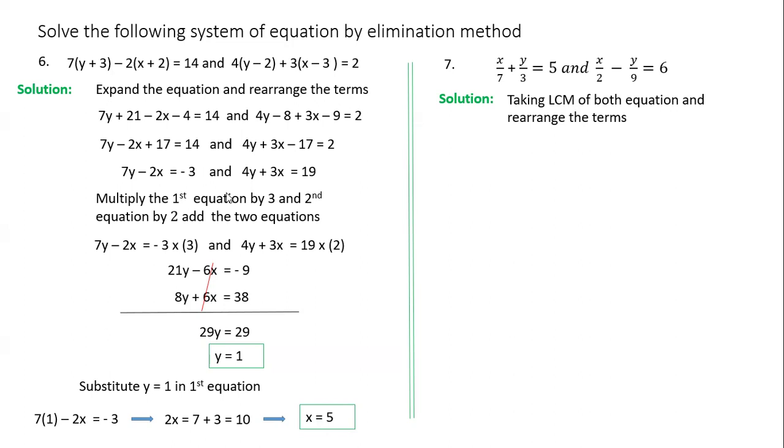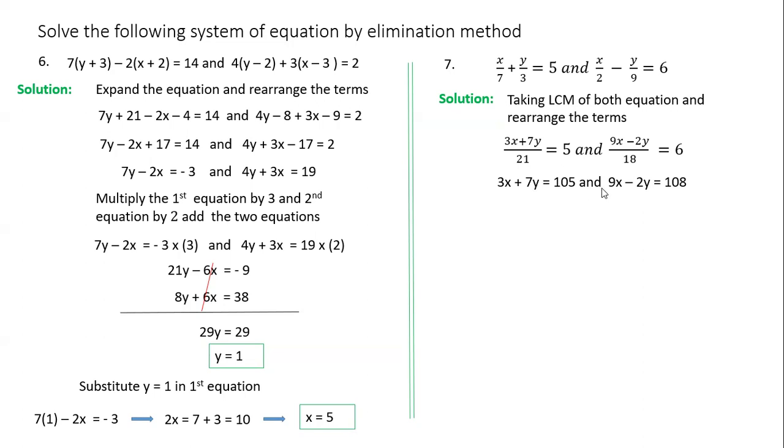Now you see the LCM. LCM of the first equation is 7 and 3, so 21 is the LCM because both are prime numbers. So 21, that means this will multiply with 3 and this will multiply with 7, cross multiply. So 3x plus 7y upon 21 is equal to 5. And here 9x minus 2y upon 18 is equal to 6. Remove the denominator by multiplying this side. So it becomes 3x plus 7y is equal to 21 into 5 is 105, and 9x minus 2y is equal to 18 into 6 is 108.